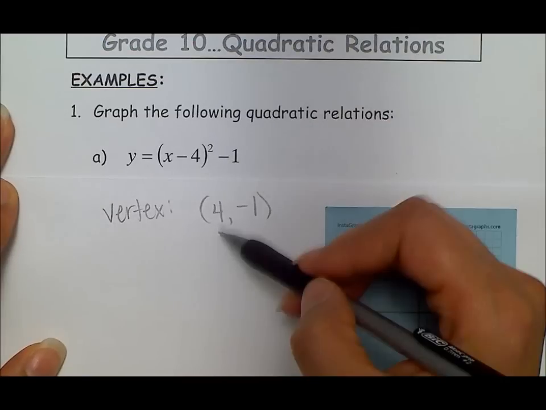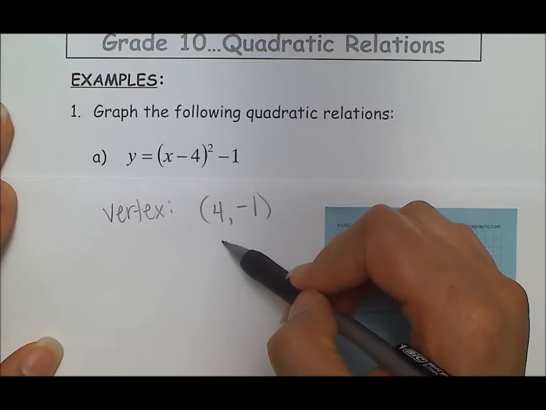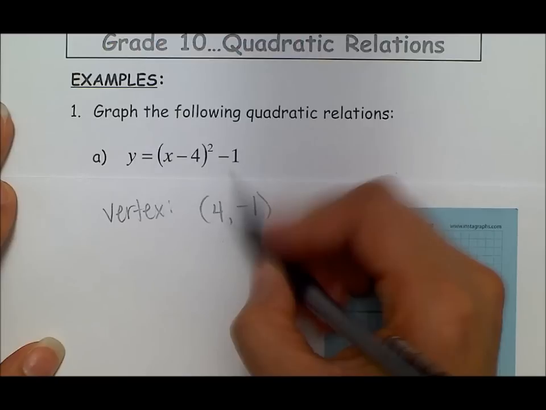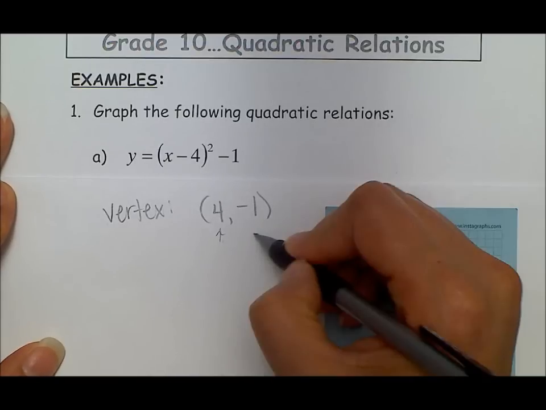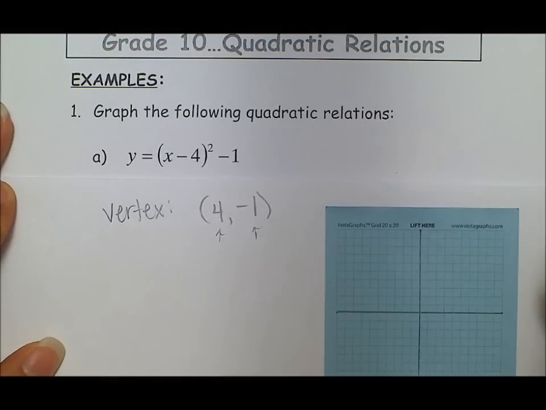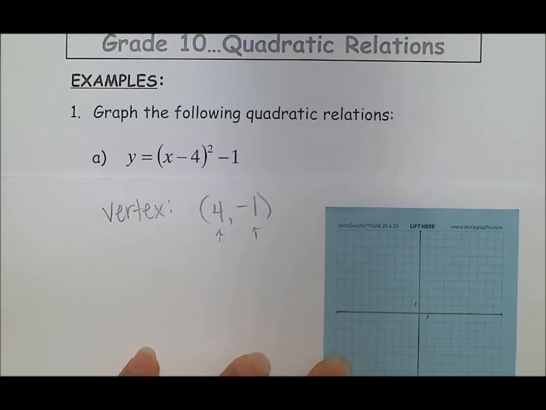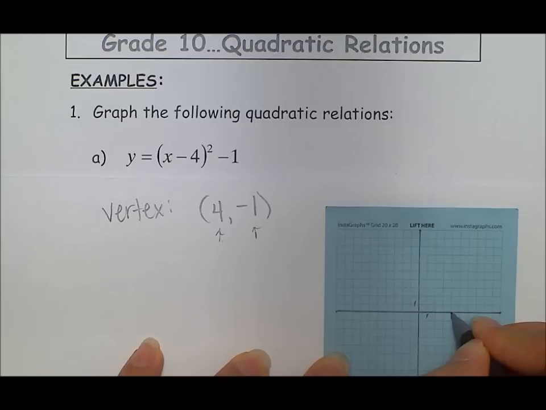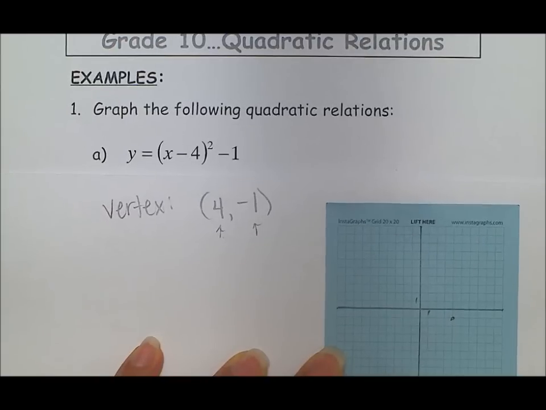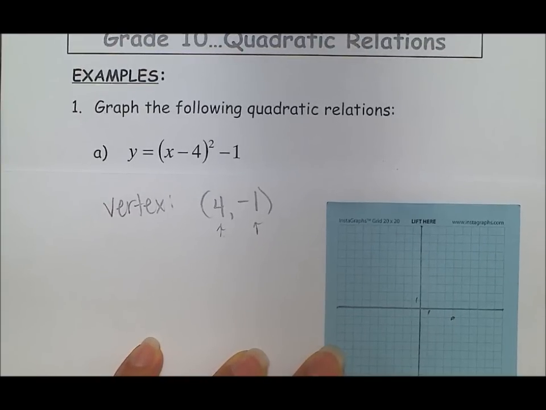So that means that the vertex that would normally be at the origin has moved to the right 4. That's where this comes from. And down 1, which is where that comes from. So what I'm going to start by doing is plotting the vertex. I'll use a scale of 1s again. So I'm going to move to the right 4, and I'm going to move down 1. And there's the vertex of the function. So that's either going to be the maximum point or the minimum point of this quadratic relation.